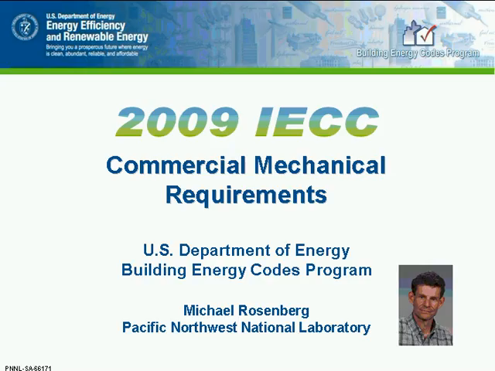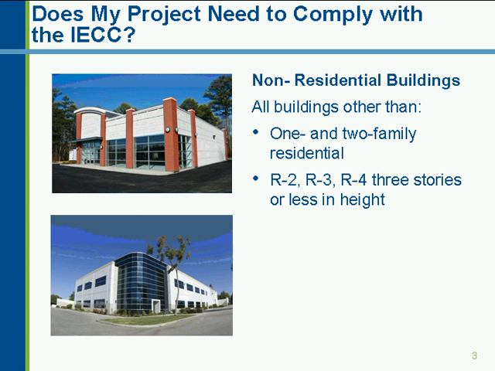Thank you, Rose. Welcome to an overview of the mechanical requirements of the 2009 International Energy Conservation Code. This section of the IECC applies to non-residential buildings. Non-residential buildings refer to buildings other than 1 and 2 family residential dwellings and residential buildings that are R2, R3, and R4 that are 3 stories and less in height.